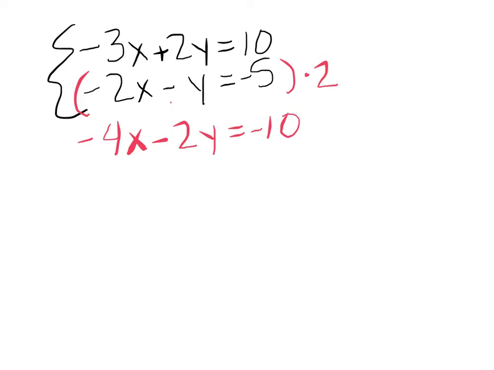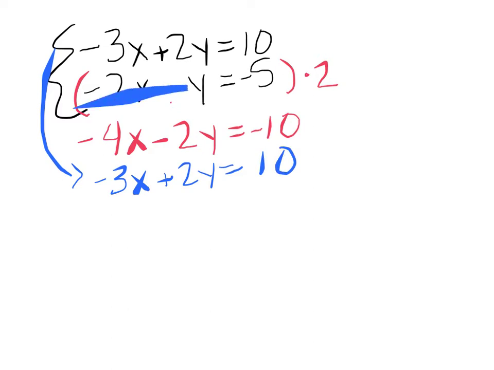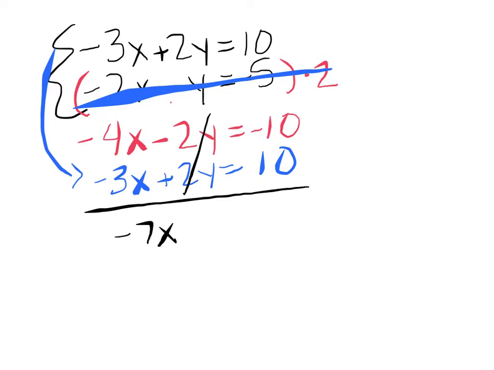I'm going to rewrite that top equation down so I can see everything together. Negative 3x plus 2y equals 10. I like to do that so I don't get confused. Now I'm going to solve this system by linear combination or elimination. I'm going to eliminate and combine. Negative 4x, negative 3x is negative 7x. Negative 2y and positive 2y is nothing. Negative 10 and 10 is 0.